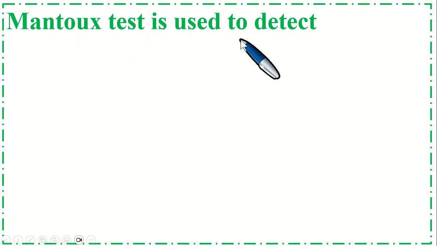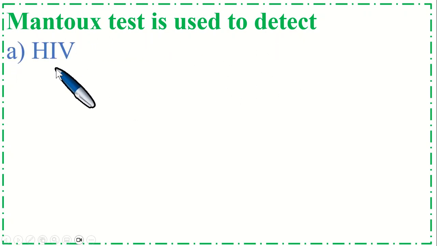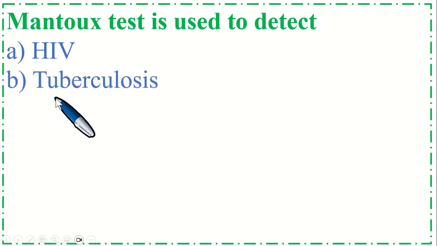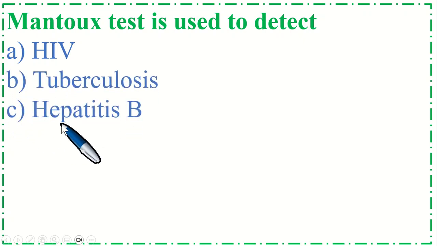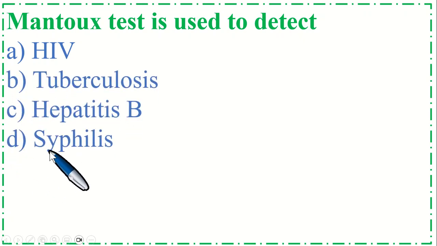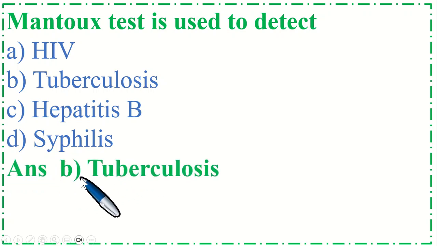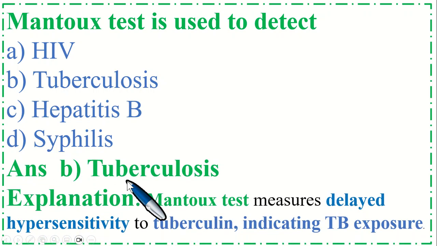Mantoux test is used to detect option A HIV, B tuberculosis, C hepatitis B, and option D syphilis. So the correct option is B tuberculosis. Explanation is Mantoux test measures delayed hypersensitivity to tuberculin, indicating TB exposure.